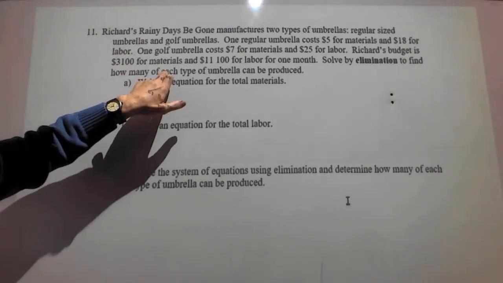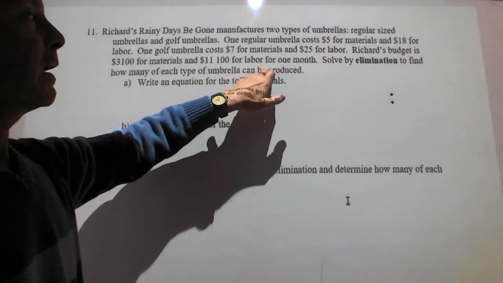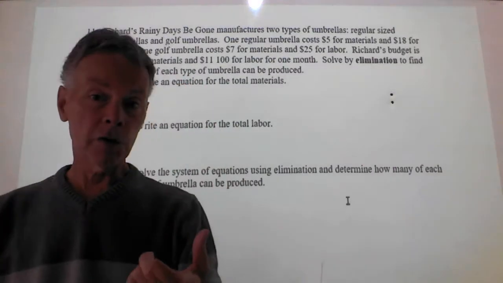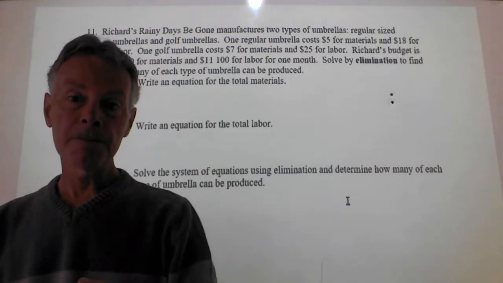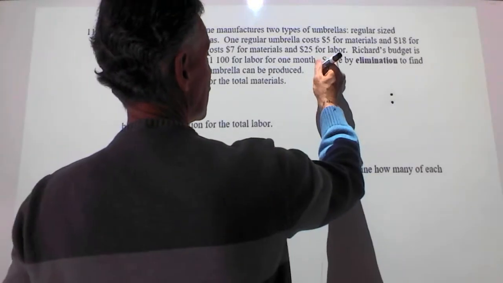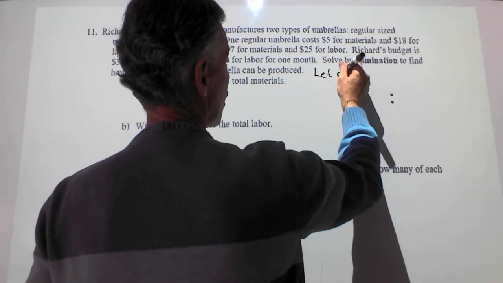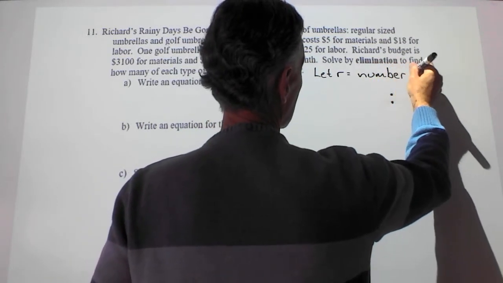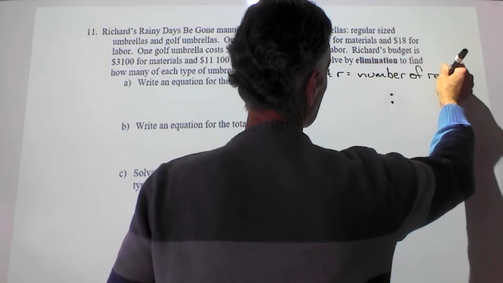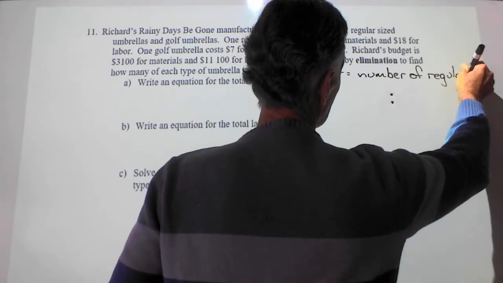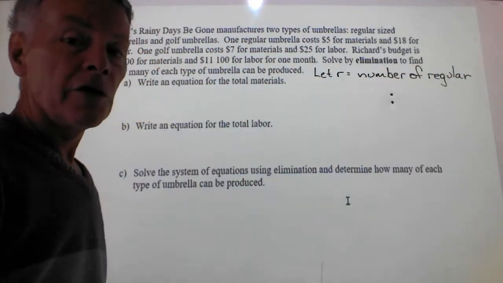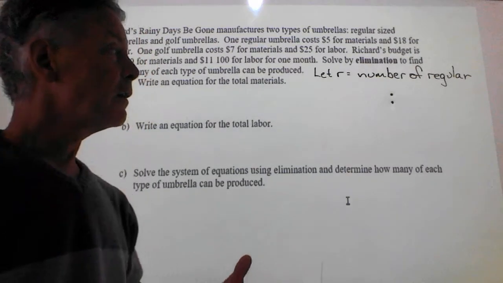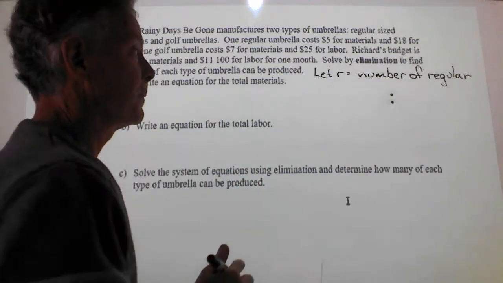Solve to find out how many of each type of umbrella can be produced. So again, that last sentence tells you what your variables are. Okay? So, let's say let R equal the number of regular umbrellas. Notice that I put the number of. We're not trying to find what the final price is for these regular umbrellas. We're trying to figure out how many can you manufacture.